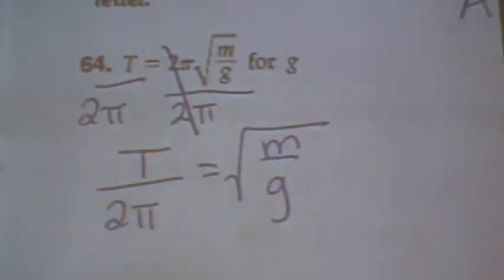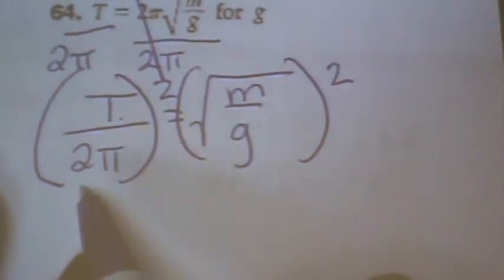Yep, I heard it. Divide by 2 pi. So we have T over 2 pi is equal to root m over g. Can't have a radical. Now what are you going to do? Yeah, square both sides, good. You're going to square everything.